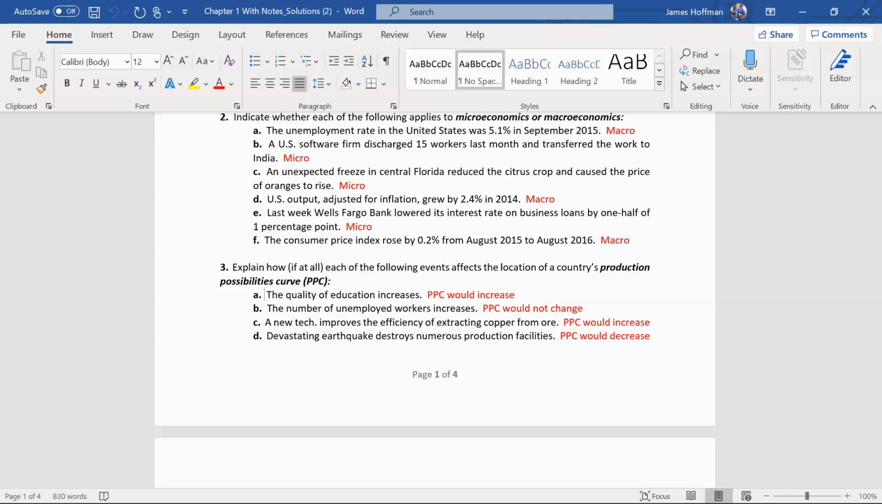Okay, so A, the quality of education increases. That essentially makes the workers more productive, so that's the increase in what we call human capital. If the workers become more productive by more education, that would increase the possibilities of this economy. And so an increase in education, an increase in human capital, would shift the production possibilities curve to the right.